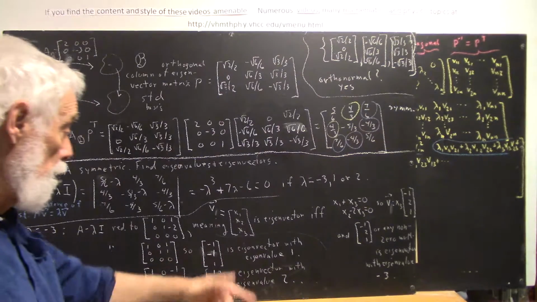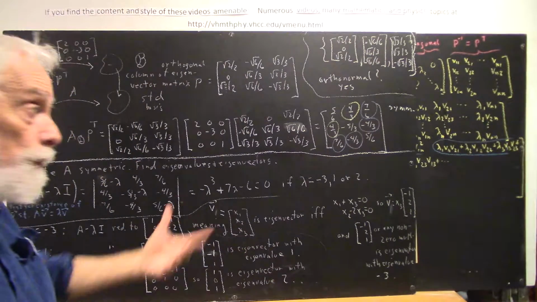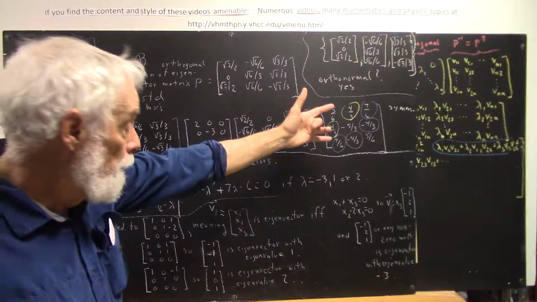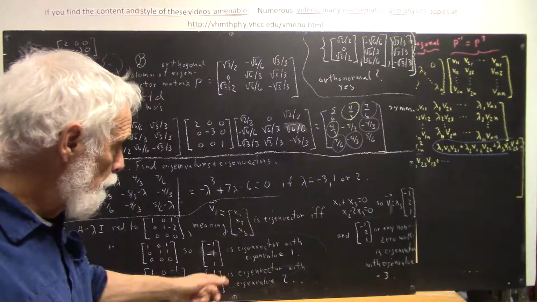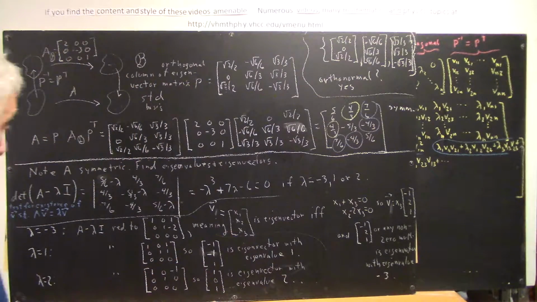And similarly for lambda equals 2, we get this eigenvector. Eigenvalue is 2. You can check it out. Multiply the matrix on the left by this. You're going to get 2 times this. You're going to get 2, 0, 2. So we find 3 eigenvectors. Now we have a set of eigenvectors.